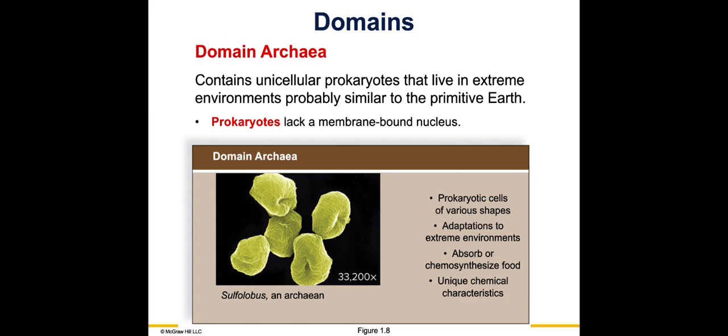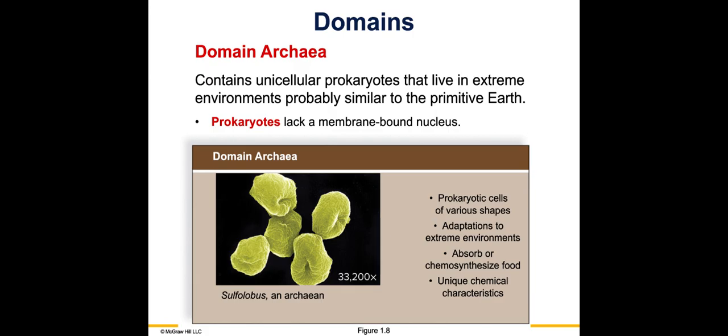Let's take a look at all the different domains. There's domain Archaea, which is going to contain single-celled, prokaryotic living things that like to be in very extreme environments. So what does all that mean? Unicellular is one single-celled. Prokaryotes are cells that do not have a membrane around the nucleus or membrane organelles, pieces that build up the cell.